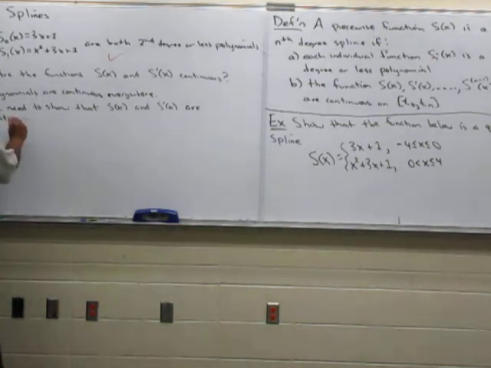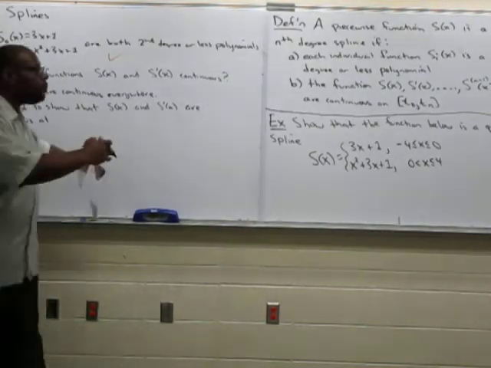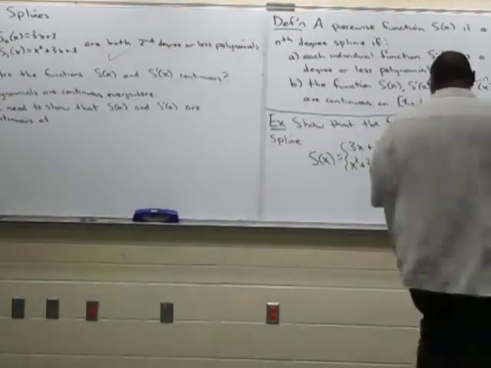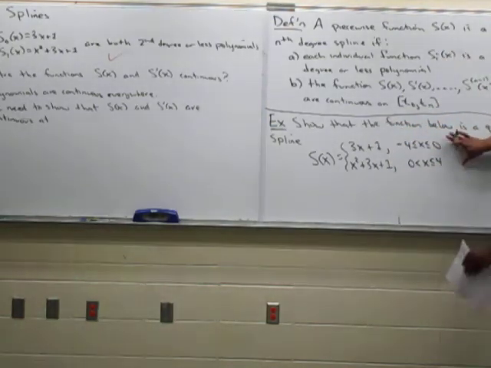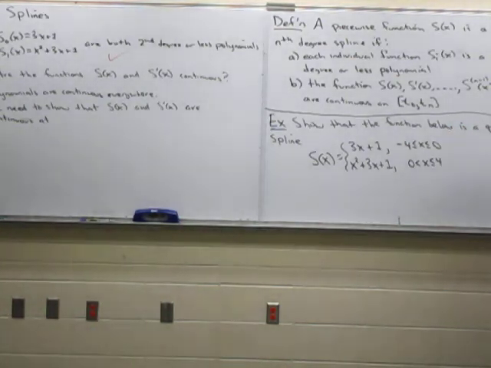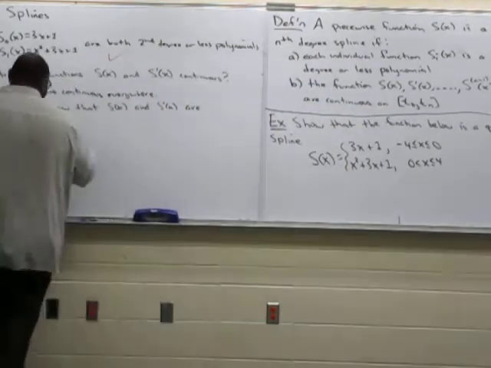Can I spell continuous? I don't know. Where do they meet? Where do these two functions meet? Where are these two functions, 3x plus 1 and x squared plus 3x plus 1, going to meet for this piecewise function? They're going to meet at the value of 0. That's where they change rules, right? We want to make sure that they're continuous at x equal to 0.